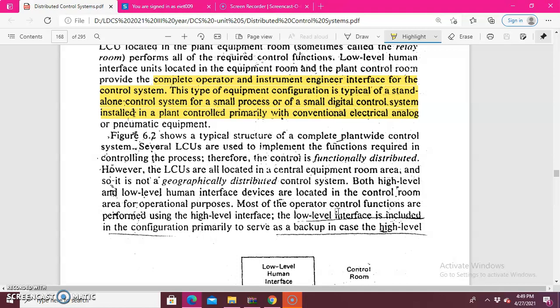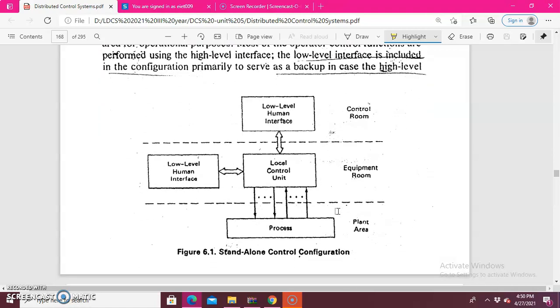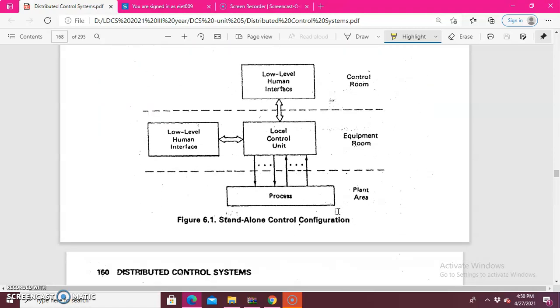Your plant is controlled primarily with conventional electrical analog or pneumatic. In the olden days they operated with pneumatic, then came electrical, and nowadays they are moving into SCADA. This is what is structured for standalone control, which consists of three things: your control room, equipment room, and the area.